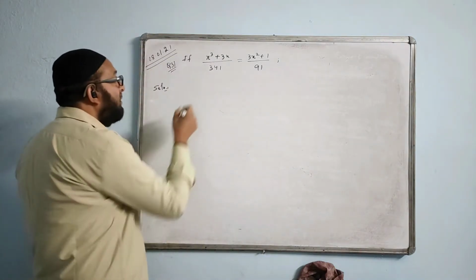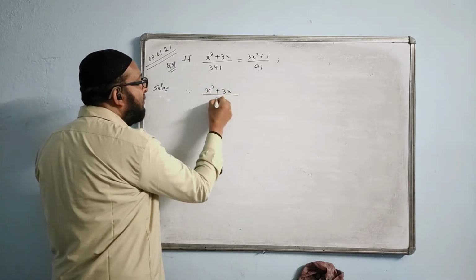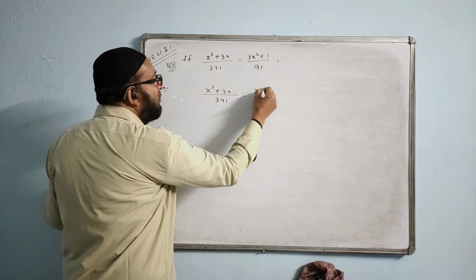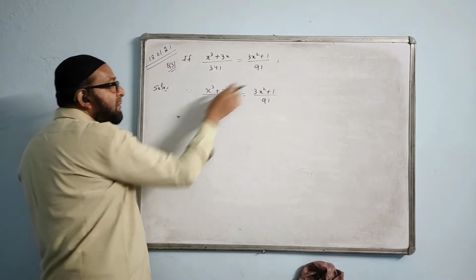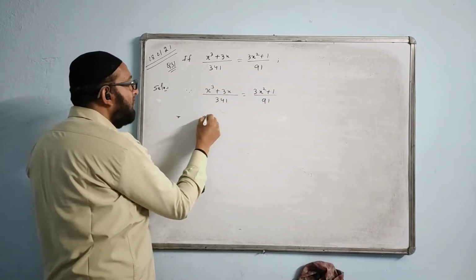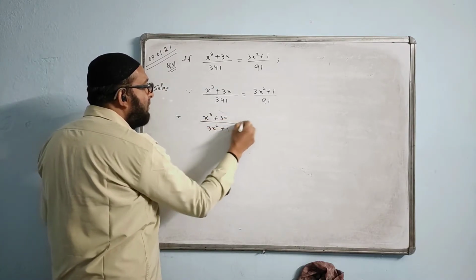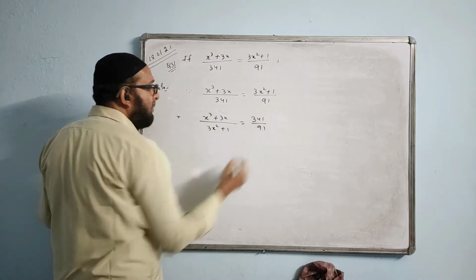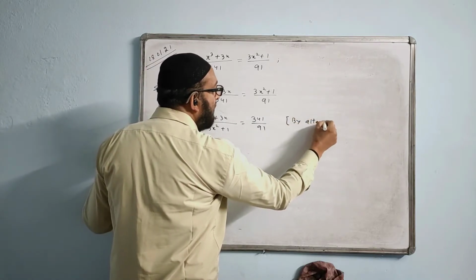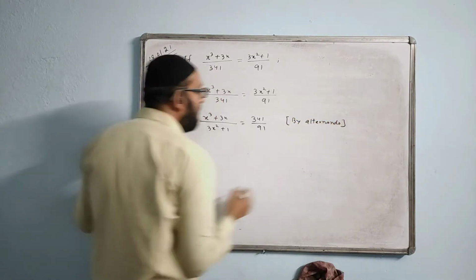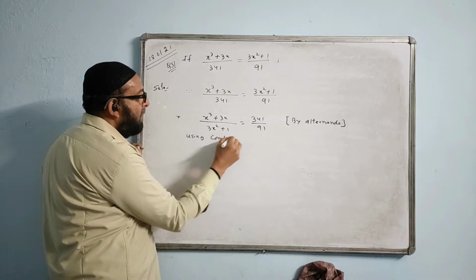Let's first write whatever has been given: x cube plus 3x by 341, 3x square plus 1 by 91. I bring this one over here and keep the numbers together on one side. You get x cube plus 3x divided by 3x square plus 1, and this side is 341 by 91. Which property do I use? Let us write by alternando. Now I apply componendo and dividendo.